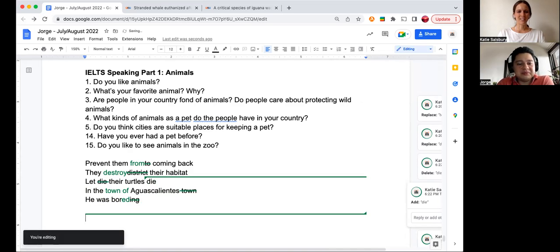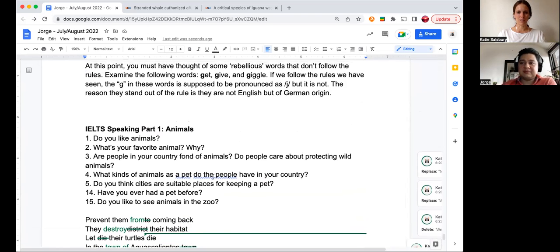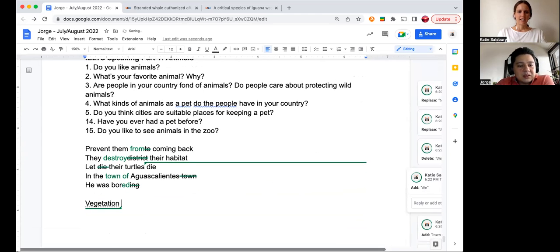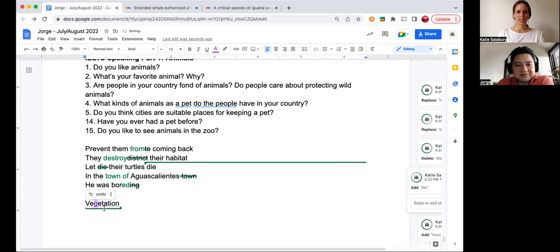Okay, good. So we're going to read an article, maybe two articles, about animals. By the way, how do we pronounce the G in this word, vegetation? Yes, exactly. It sounds like a J, because it is followed by an E. Vegetation. Good.